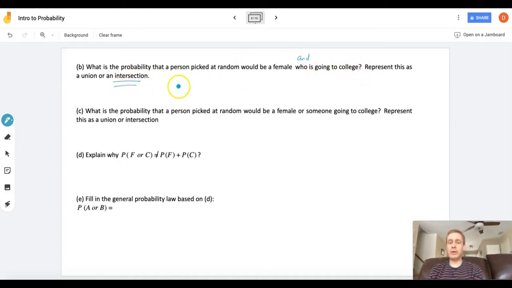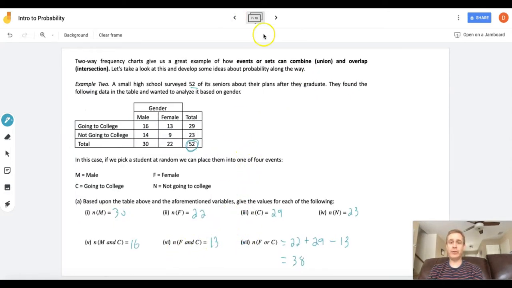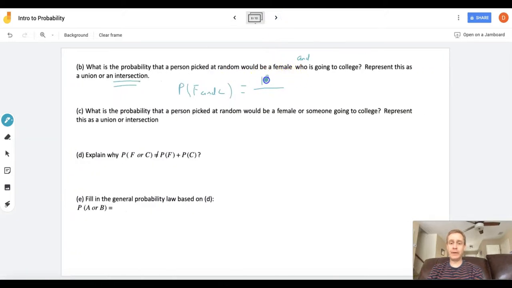And so the probability of there being a female who's also going to college, well, that should equal the number of females who are also going to college. And in this problem, that was 13. And that should be over the total number of students that we have in the entire senior class, which was 52. And so this would be this particular probability.